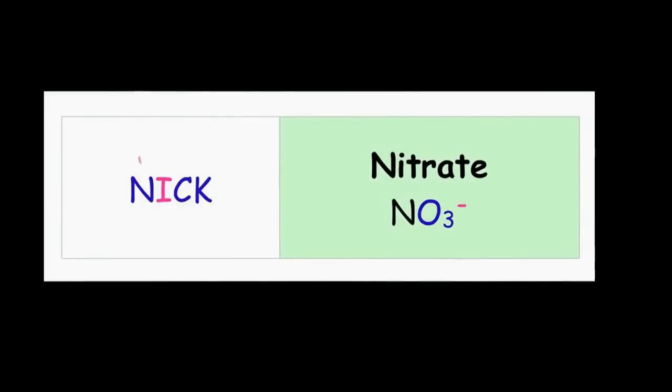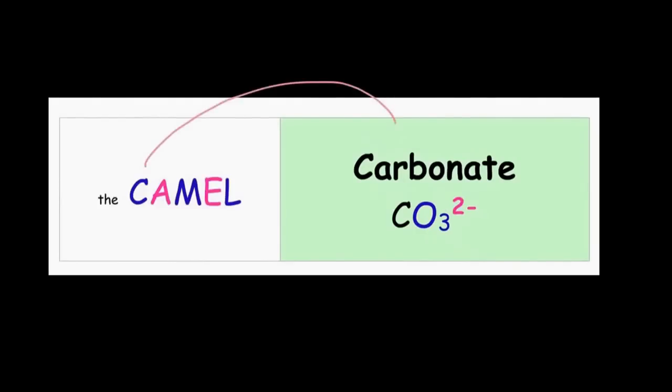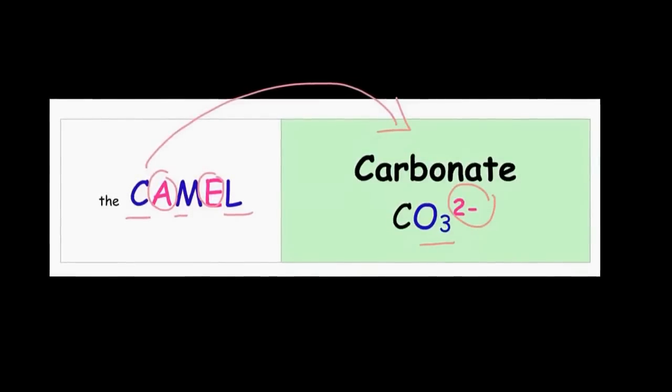Let's start with Nick. The N reminds us of the N in nitrate. Count the consonants. 3 consonants, so 3 oxygens in nitrate. Now count the number of vowels. There's 1 vowel, so nitrate has a -1 charge. The C of camel reminds us of carbonate. 1, 2, 3 consonants, 3 oxygens. 2 vowels, carbonate has a -2 charge.